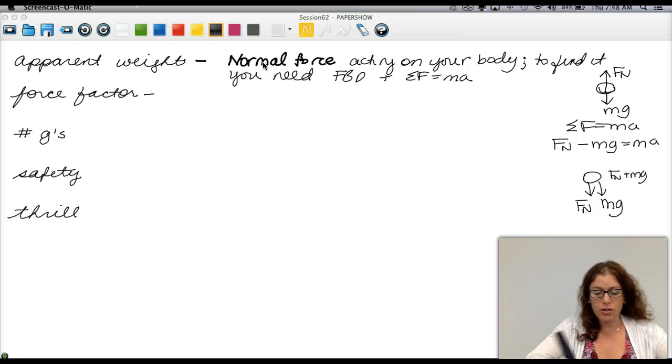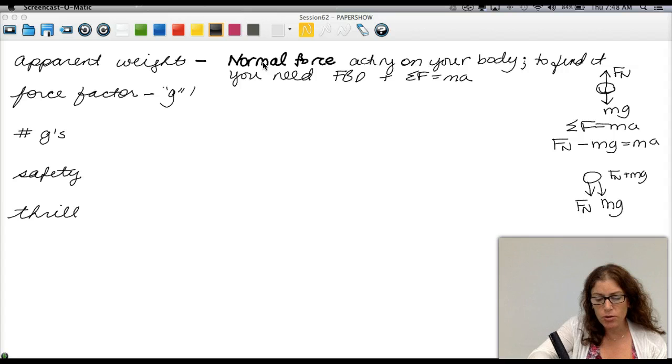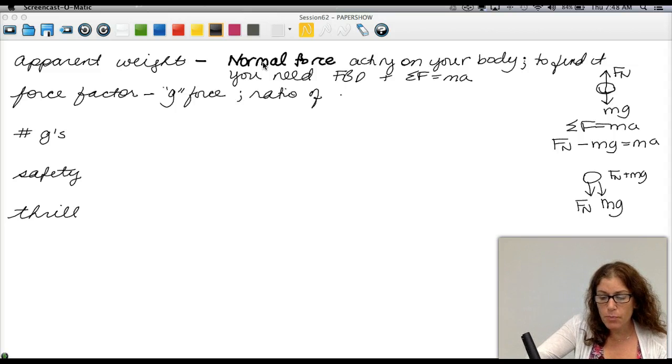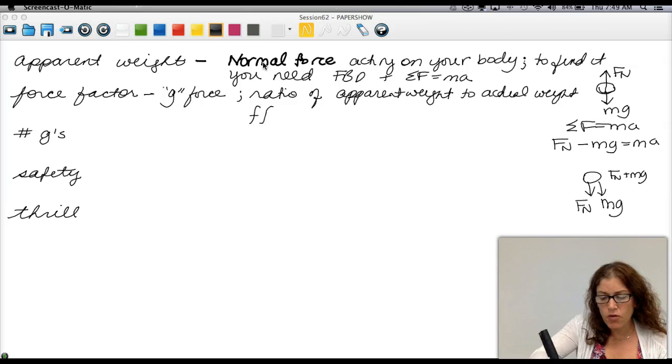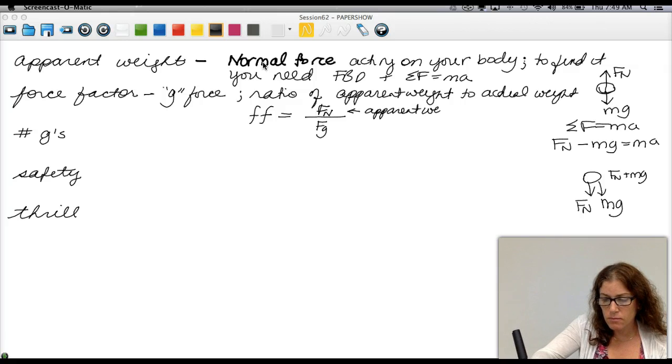What's called a force factor is also, you might have heard it called a g-force, okay? We're going to call it a force factor. It's a ratio of the apparent weight to your actual weight. So what that looks like is the force factor, FF, equals Fn, which is your apparent weight, over your actual weight, Fg, right? So this is your apparent weight, and this one is your actual.